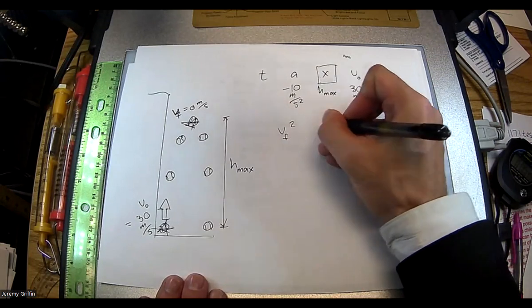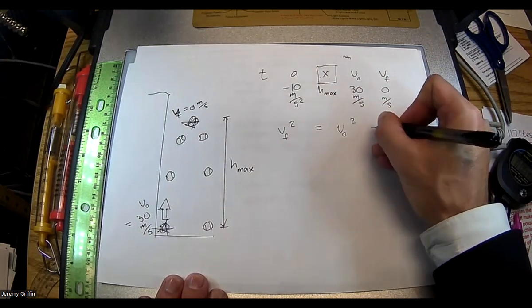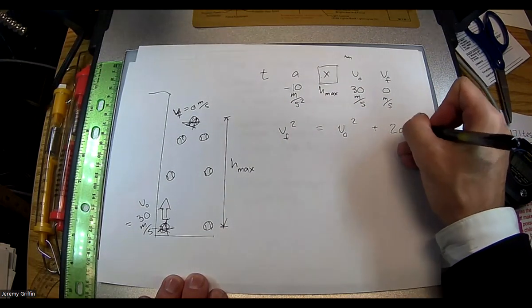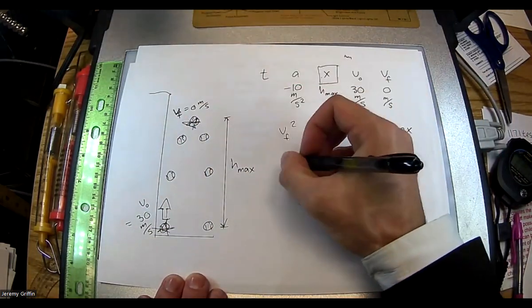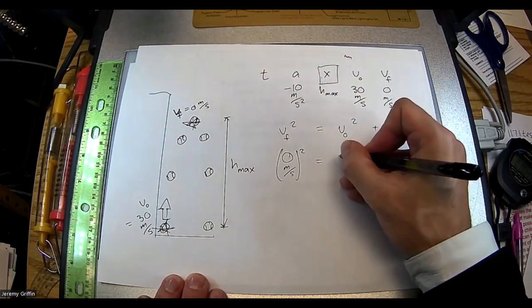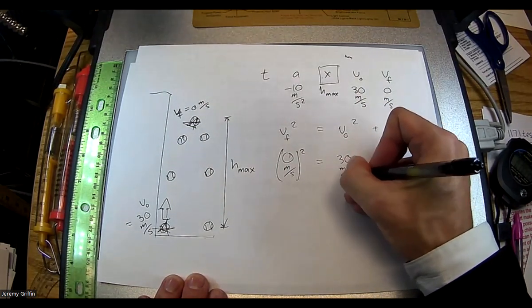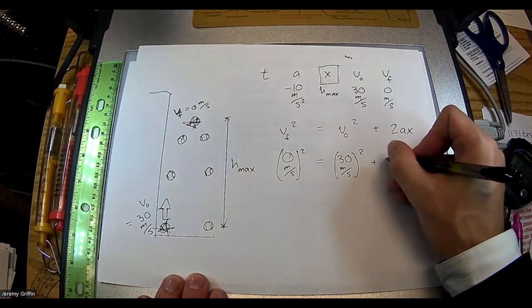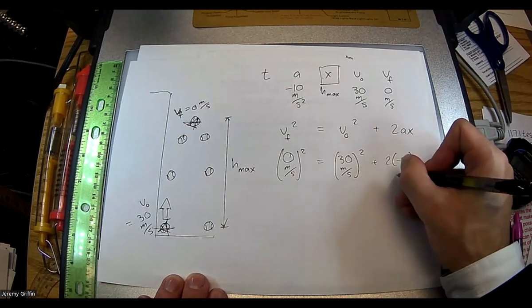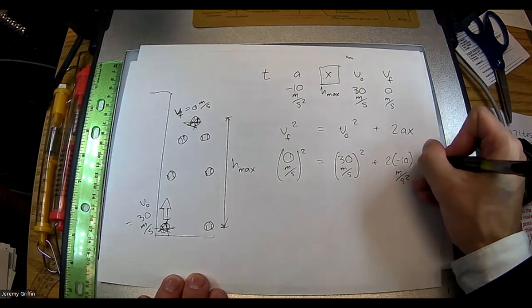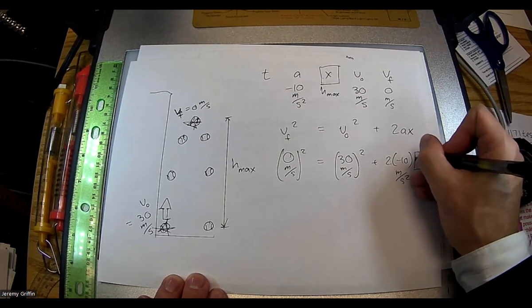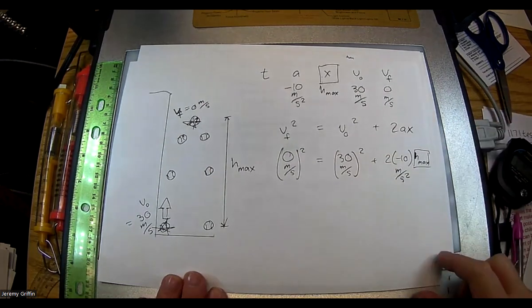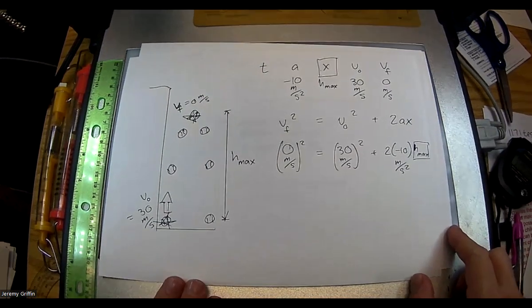Both get you there. vf squared equals v naught squared plus 2ax. Okay. Now this goes to 0. Yeah, point A to point B. Square is still 0. We're throwing at 30 meters per second. Square that. Plus 2 times negative 10 meters per second squared, h max. And we're solving for h max. Right? All good? Pretty good?